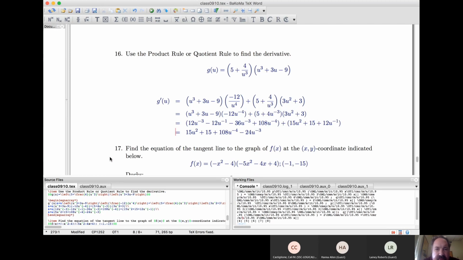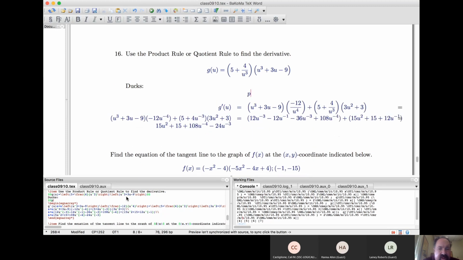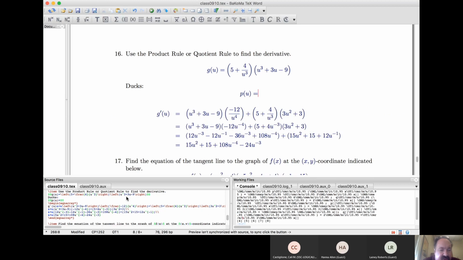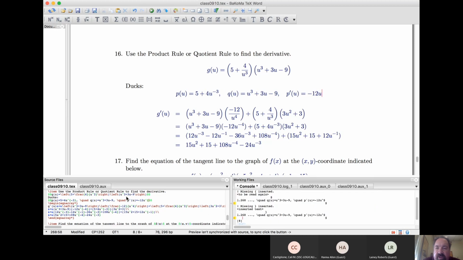All right. Here, product rule called for again. So get our ducks in a row. P of u is the first factor, and I'm going to write it as 4 times u to the minus 3. So that's better for taking a derivative, just use the power rule right away. Q of u, the other factor, is u cubed plus 3u minus 9. Then take the derivatives. So p prime will be equal to minus 12 u to the minus 4.